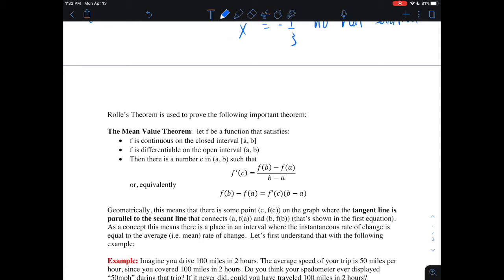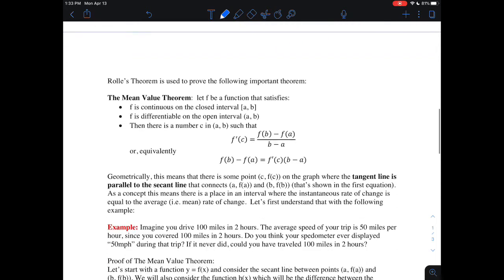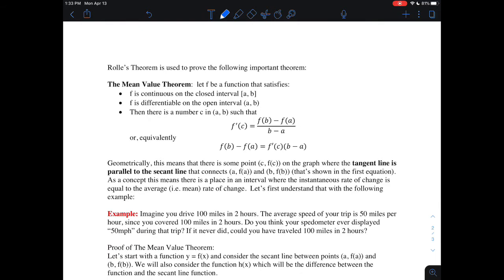As an understanding of this theorem, geometrically, this means that there is some point (c, f of c) on the graph where the tangent line is parallel to the secant line. If you take a look at this first version, what's on the right, f of b minus f of a divided by b minus a, that goes all the way back to chapter 2 when we looked at the slope of a secant line. So this is saying that the slope of the tangent line, that's f prime of c, is equal to the slope of the secant line, which means that those two lines are parallel.